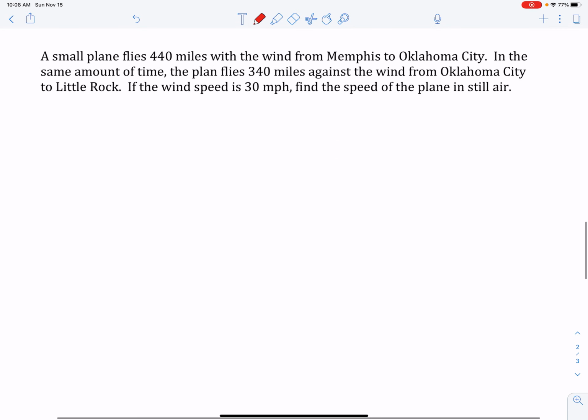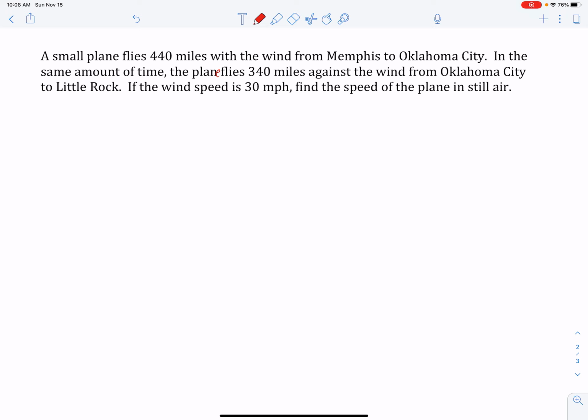Here it says, a small plane flies 440 miles with the wind from Memphis to Oklahoma City. In the same amount of time, that's spelled wrong, the plane flies 340 miles against the wind from Oklahoma City to Little Rock. If the wind speed is 30 miles per hour, find the speed of the plane in still air.